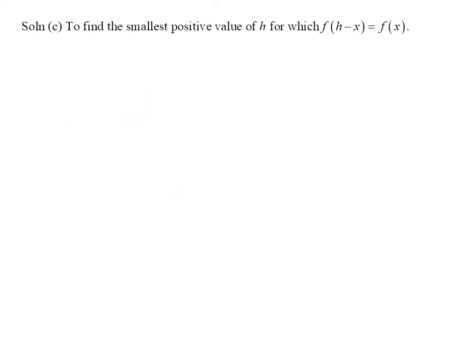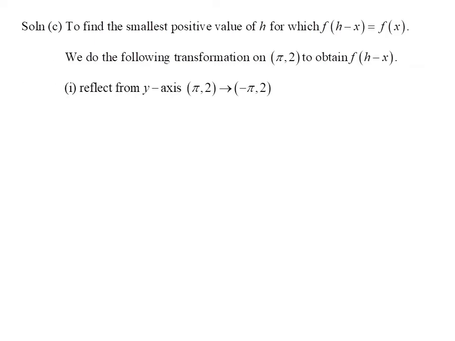Part C of this question is to find the smallest possible value of h, for which f of h minus x equals f of x. In order to find the possible value of h, based on the f of x graph, we do the following simple transformation on the maximum point, pi over 2, which is selected for ease of observation and tracing. First, we reflect the point in the y-axis. It becomes negative pi over 2. The next step is to translate 2 pi units in the positive x-axis direction.